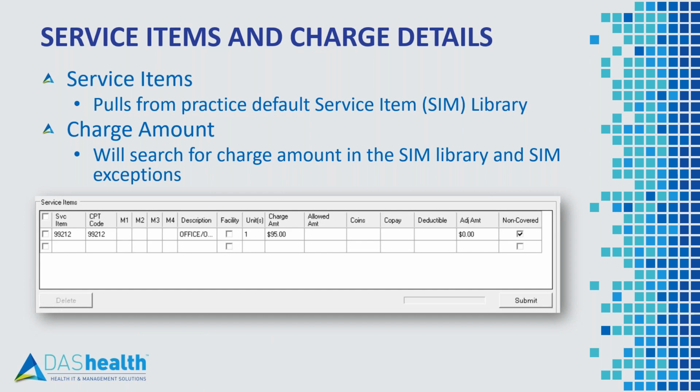We have then our service items, obviously an important part of this estimation. When you start typing, it'll start generating a list that pulls from your practice default service item library. Any charges are going to pull from the charge amount that is listed in that default SIM library. And just as a note, it does also take into consideration any SIM exceptions. So again, hopefully we're getting the most accurate charge for this estimate.